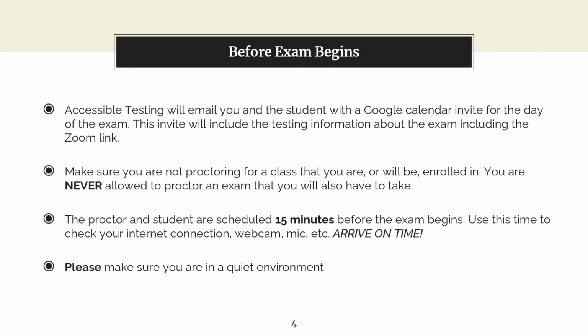Before the exam begins, Accessible Testing will email you and the student with a Google Calendar invite for the day of the exam. This invite will include the testing information about the exam, including the Zoom link. Make sure that you're not proctoring for a class that you are or will be enrolled in. You are never allowed to proctor an exam that you will also have to take.